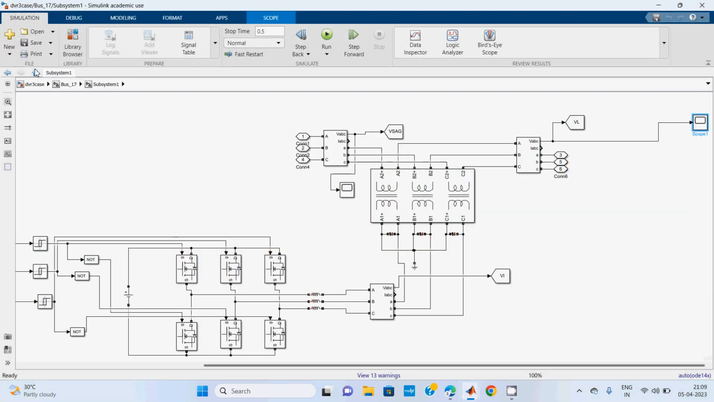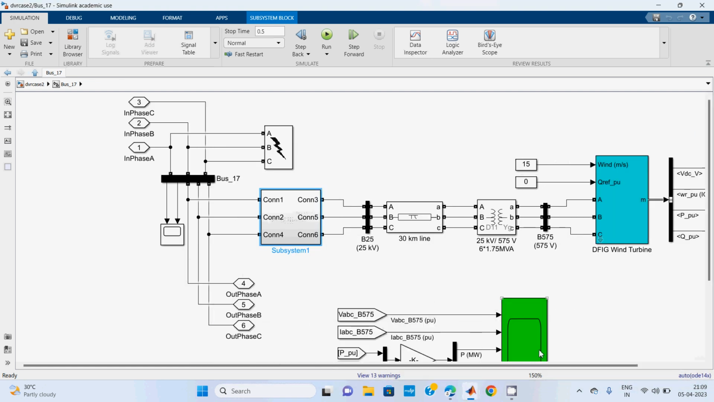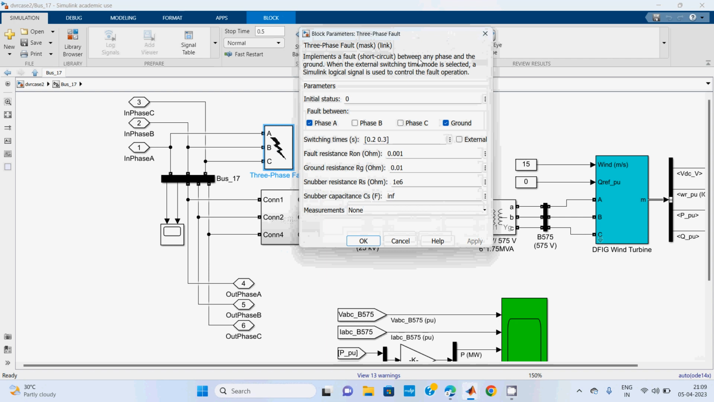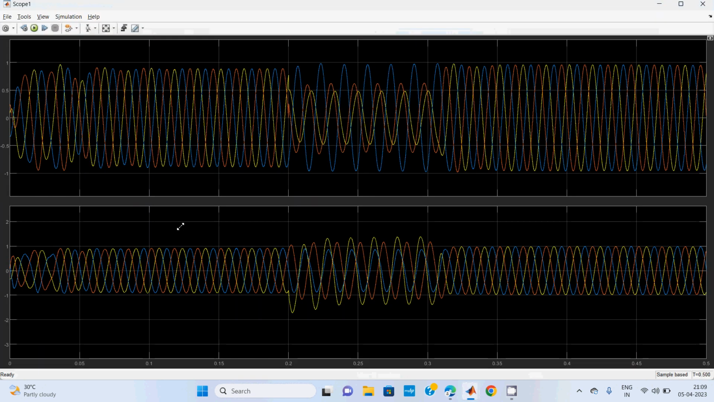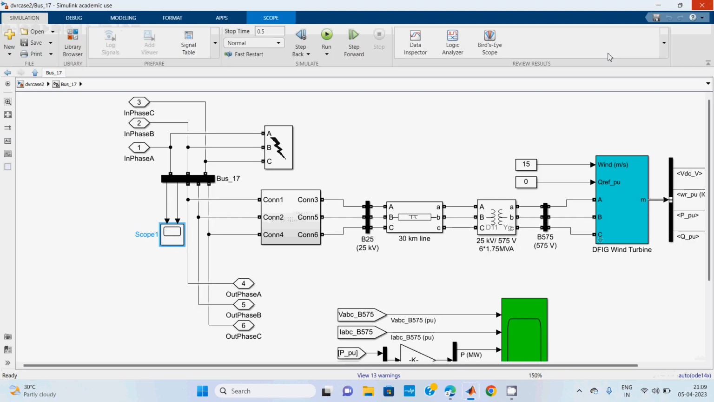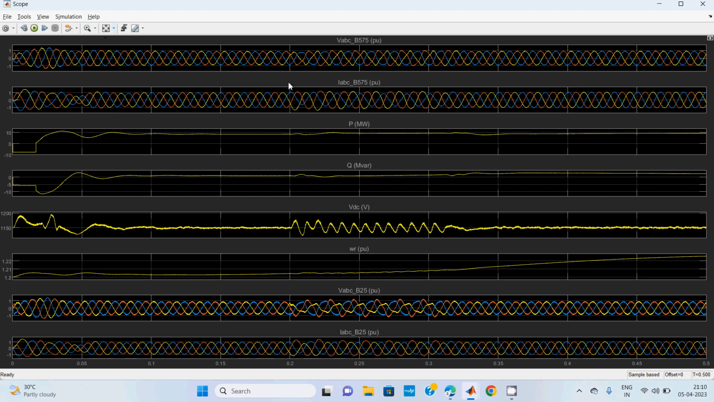In the same manner, you can use single line to ground or any type of fault. You can analyze any type of fault. In the time period of 0.2 to 0.3, we are placing a single phase to ground fault. At that time, what are the terminal side voltages when compared to this one?